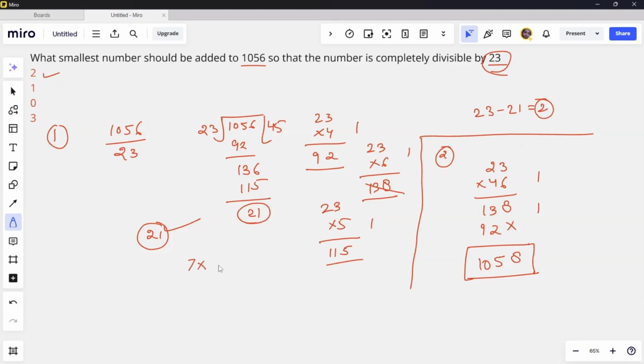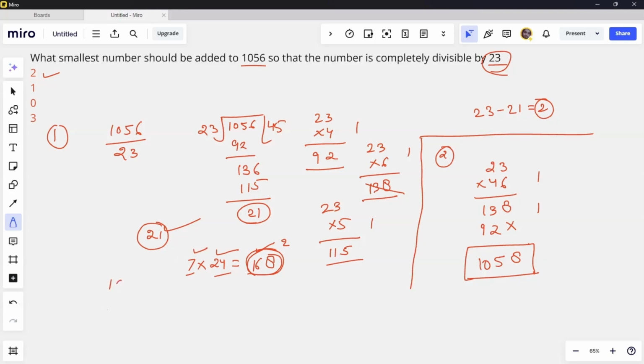7 into 24, what will be the result of it? 4 sevens are 28, 2 carry, and 7 twos are 14 and 2. It is 168. This number 168 is a multiple of 7 and we can say it is a multiple of 24. It means this number is completely divisible by 24 and 7.